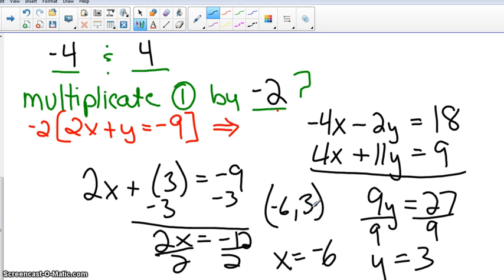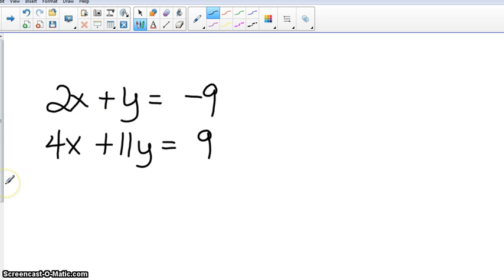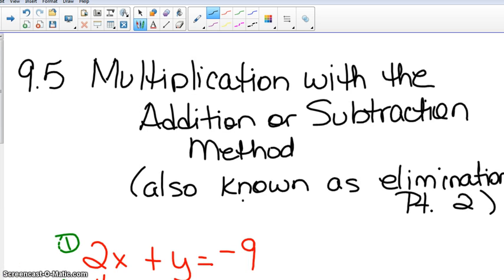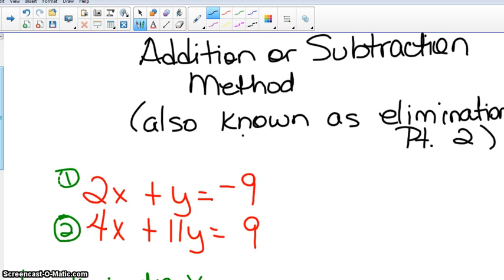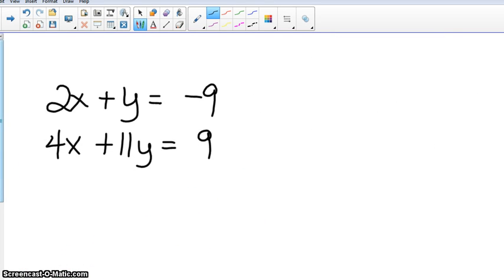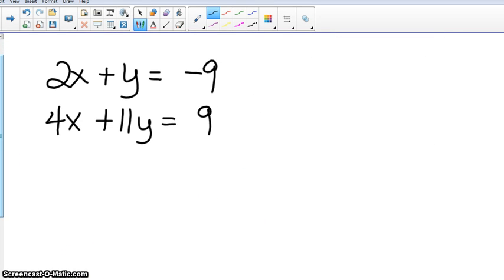Alright, so we had to manipulate the equations a little bit to come up with something that we could eliminate. We're going to do that again. Here are the two new equations. What do we need to do to eliminate? Wait, are those the same ones? Yes, those are the same ones. We could also eliminate the y's. And what would I do to eliminate the y's?